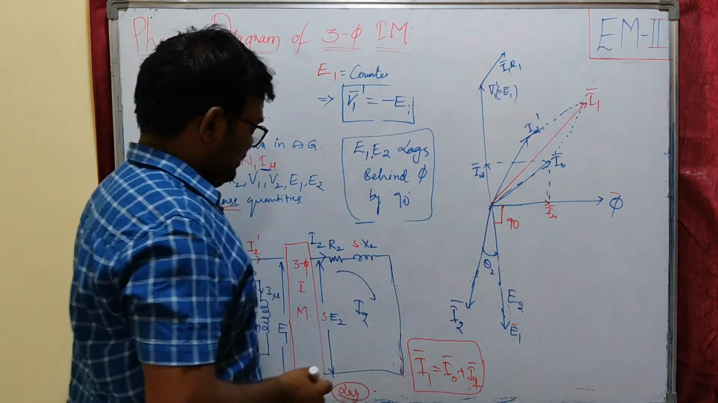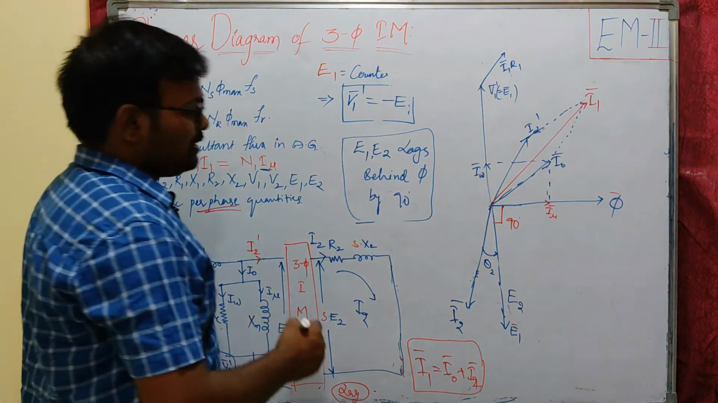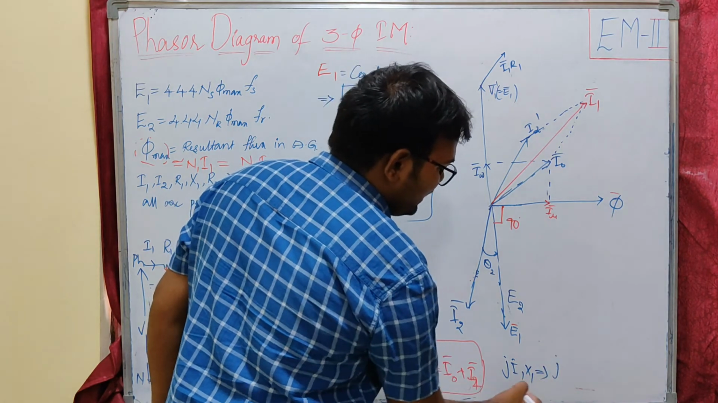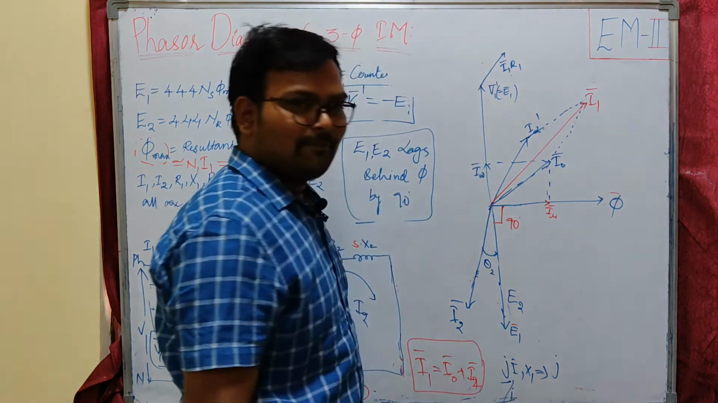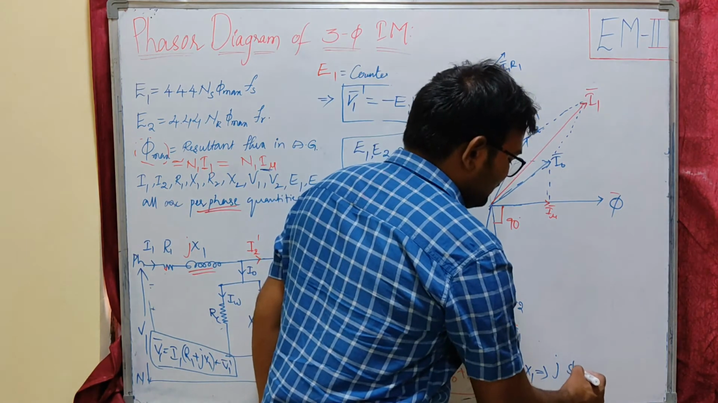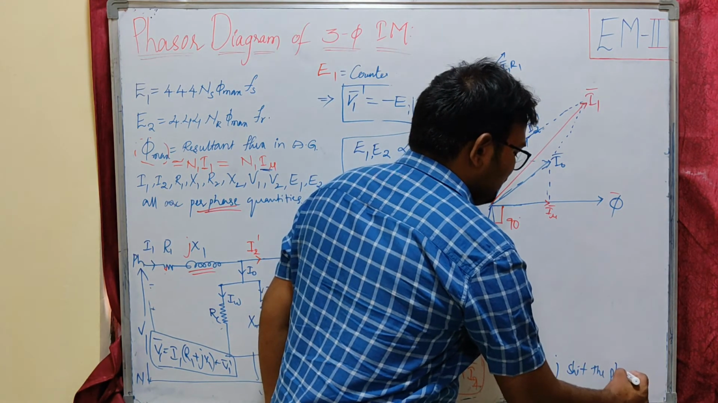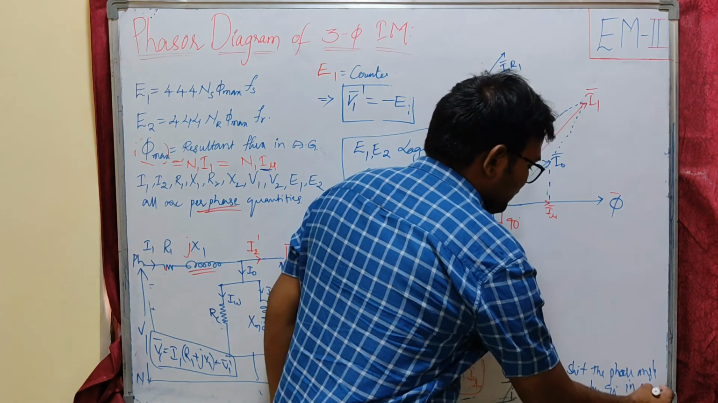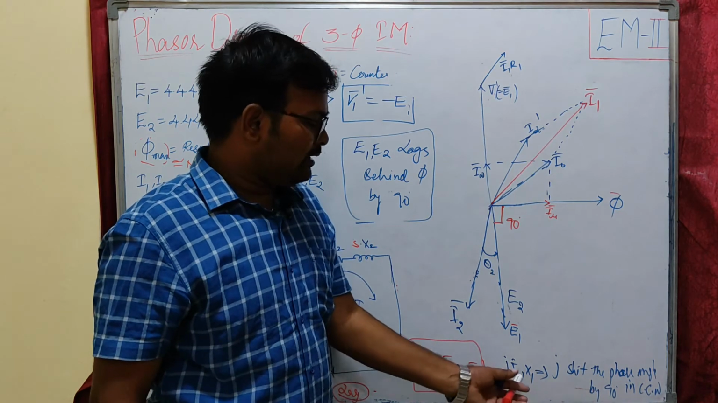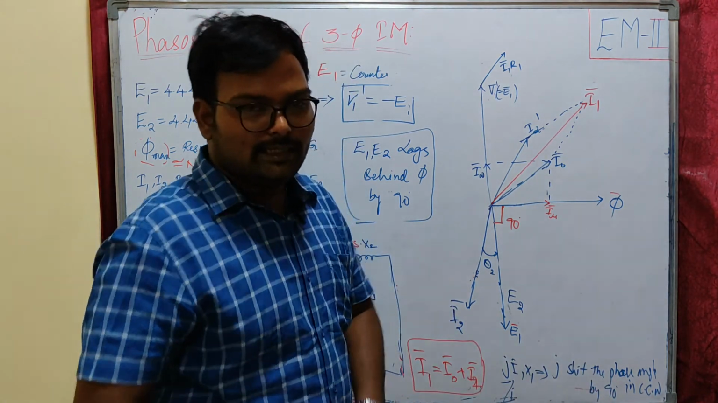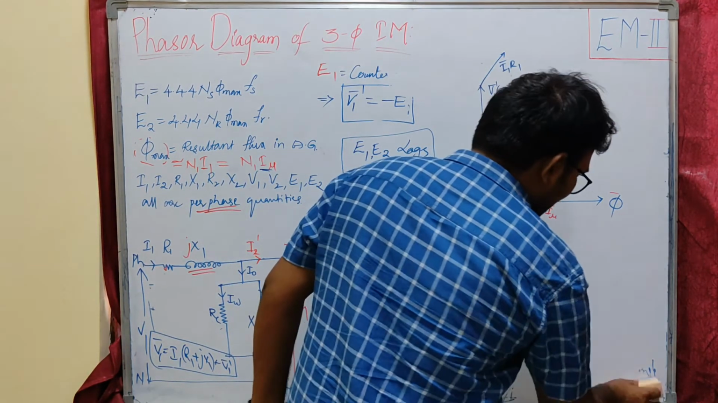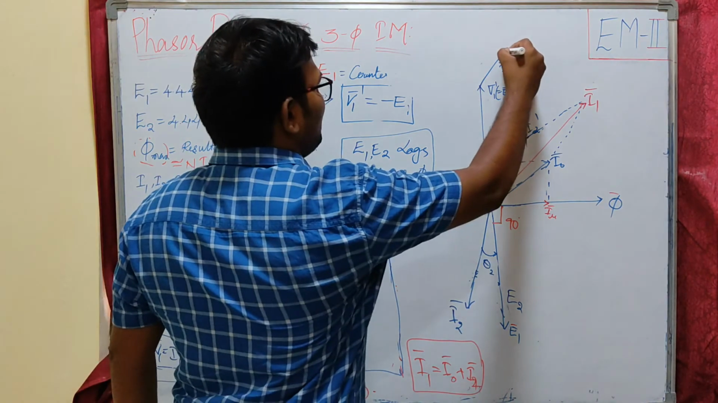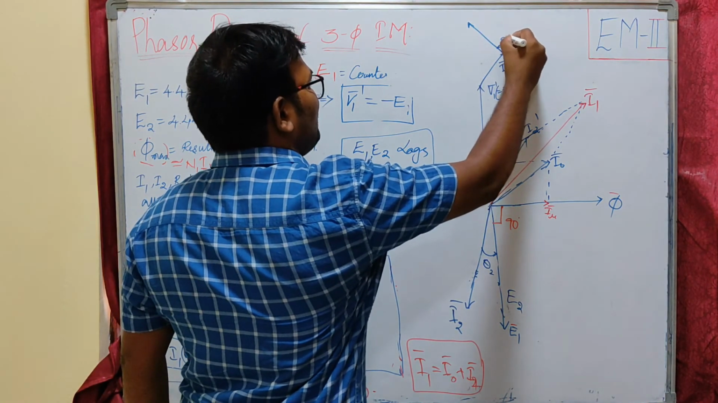Now our next term is I1 X1. I1 X1 will be 90 degrees away from our I1 R1, because this is a j operator, right? Our j operator will shift the phase angle by 90 degrees in the counterclockwise direction. Whenever you see a j operator, you have to shift the phase angle by 90 degrees in the anti-clockwise direction. That is the idea. So here I have to draw the phasor for I1 X1, which will make 90 degrees with I1 R1. This is my 90 degrees.